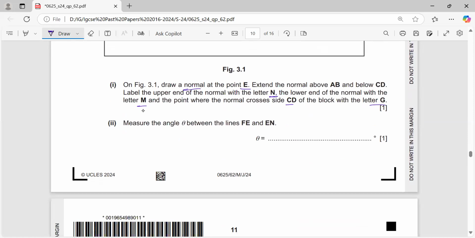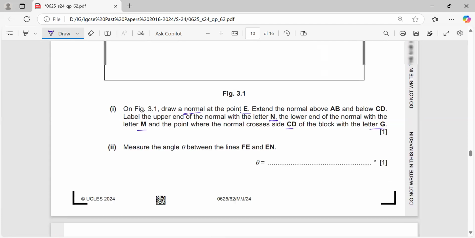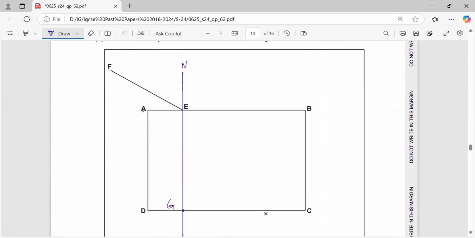1 mark. Measure the angle theta between the lines FE and EN. Right now I don't have the protractor, so roughly I will measure. It looks to be a bigger angle by the way, maybe 60, maybe 65, like this. Okay, let me write it 60. No worries. 60 degrees.